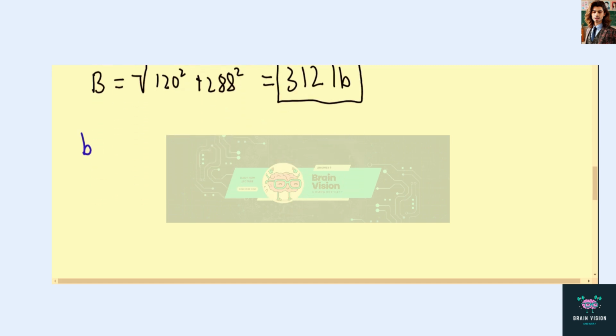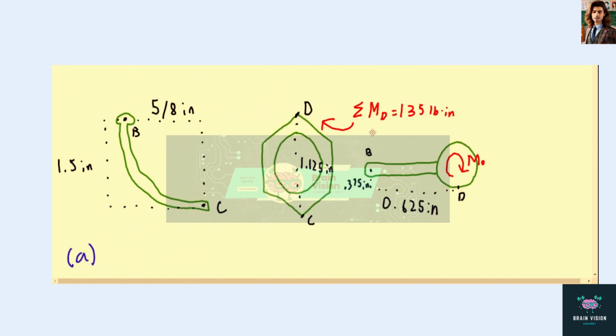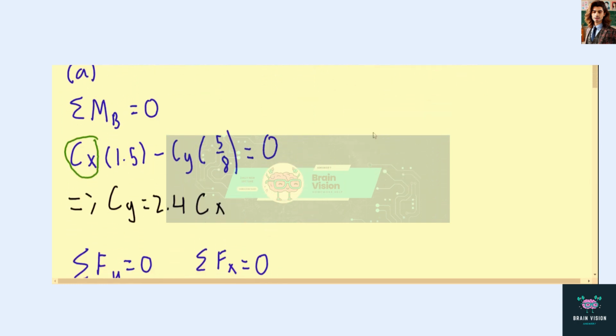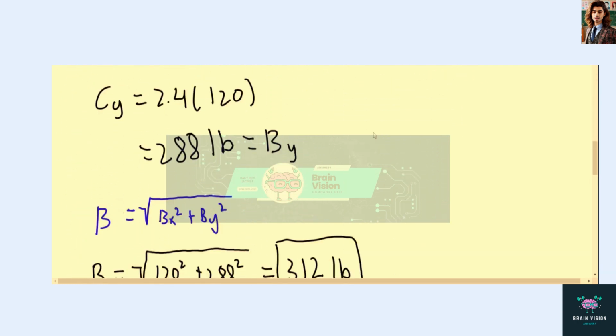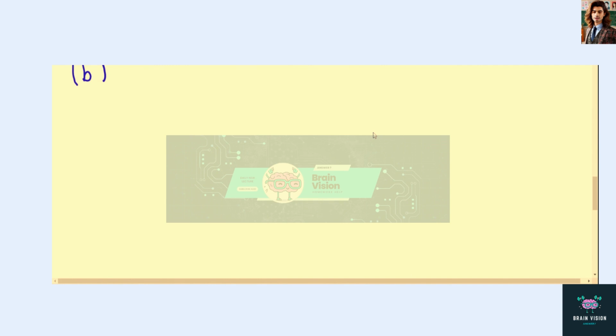So now for part B, we're looking at the free body diagram of the rod. So we're looking at this one. And to solve for the unknown moment, we'll say that the sum of moments about the point D is equal to 0.